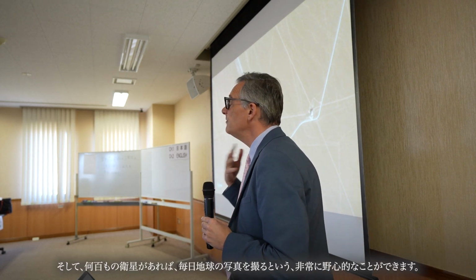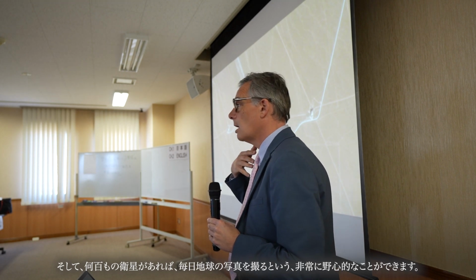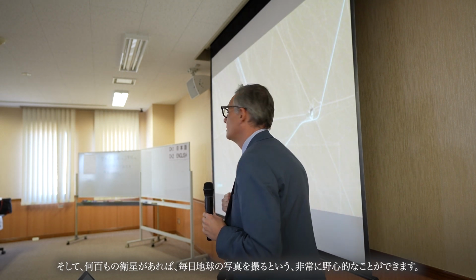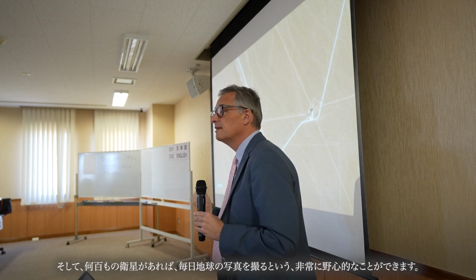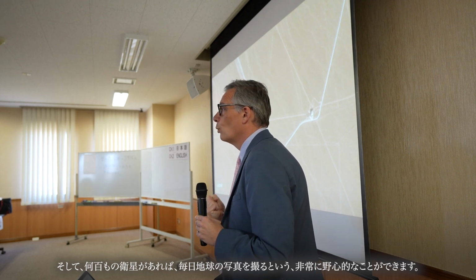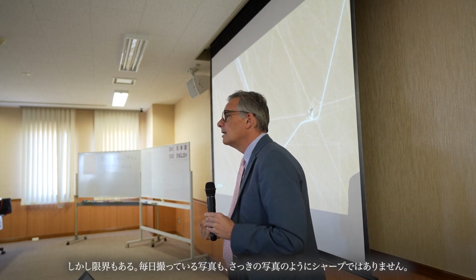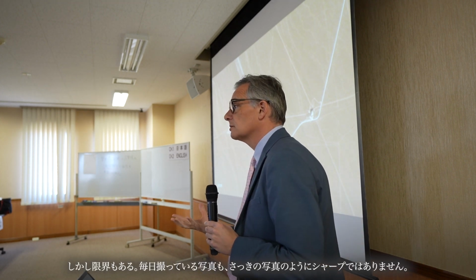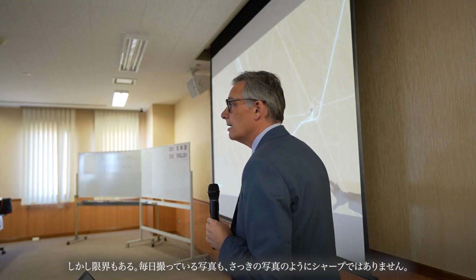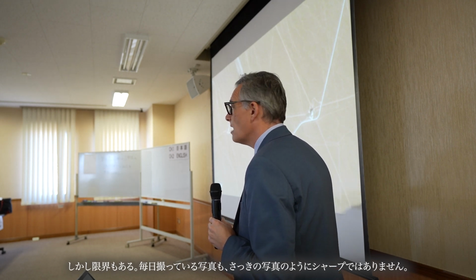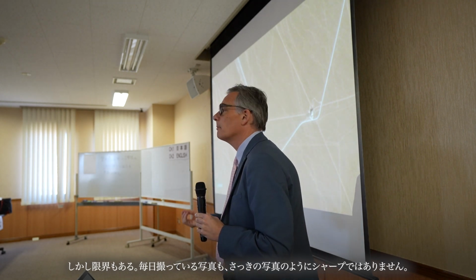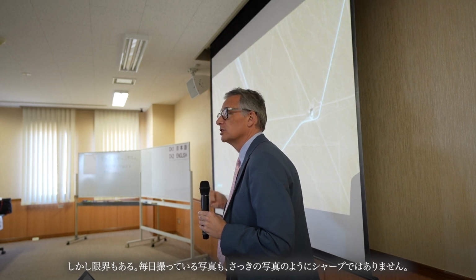And if you have a constellation of hundreds of satellites, then you can do something very ambitious, which is you can take a picture of the Earth every day. Now, there are limitations. The pictures that they take every day are not as sharp as the picture you just saw.